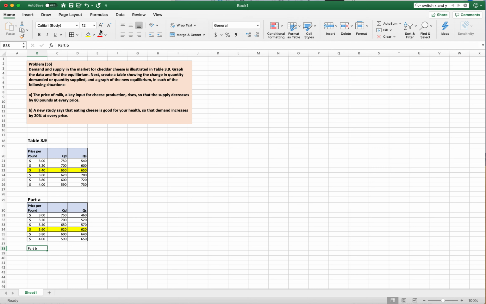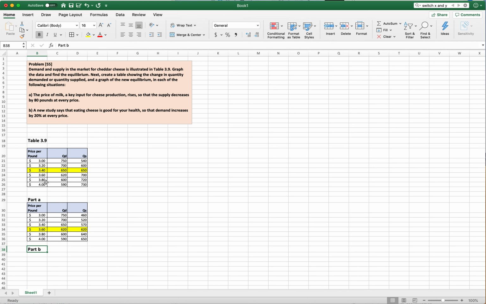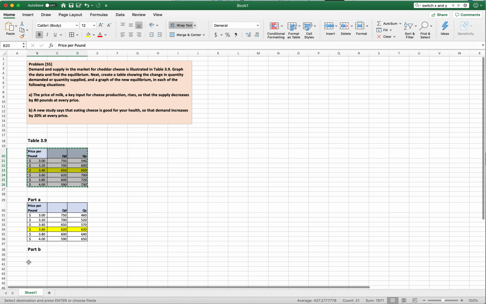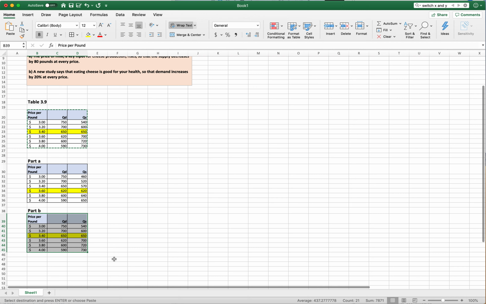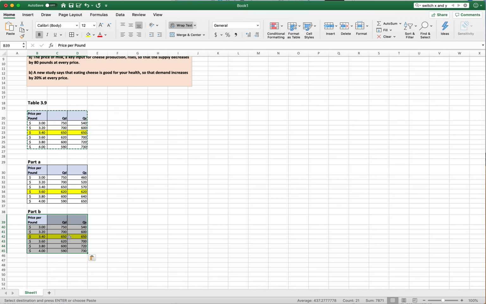In the next case, part B, we're going to copy the original chart again. Copy, paste, and now in this case, we know that equilibrium is probably going to change, so we want to get rid of that highlight. But now the quantity demanded is going to change.